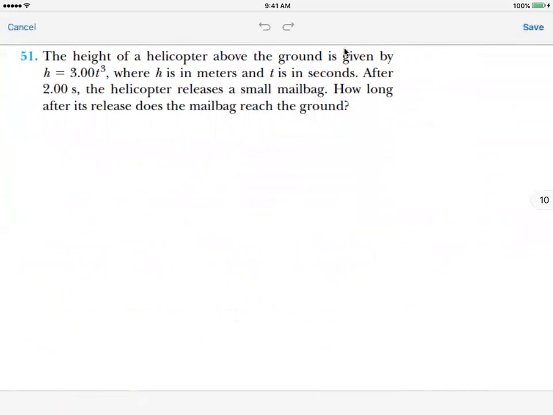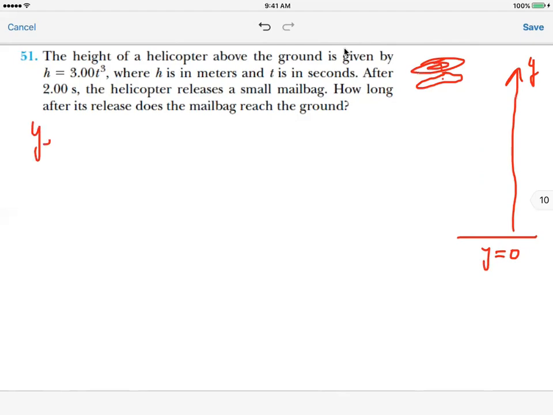So let's say this is the helicopter, somewhere above the ground, of course. Let's say this is the y equals 0 reference, and let's take the y-axis to be pointing upward. When we say that h equals 3t cubed is the height of the helicopter, that means that y of the helicopter is given by this function, which is 3t to the power 3.